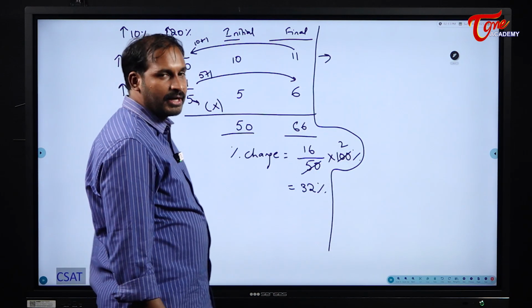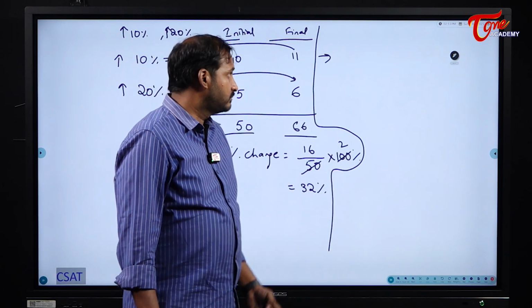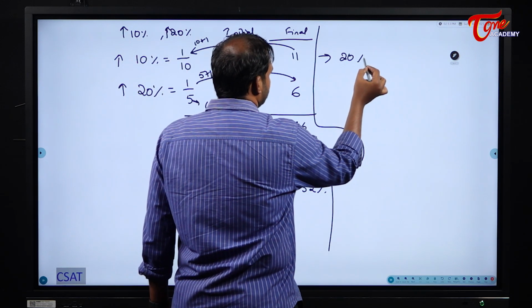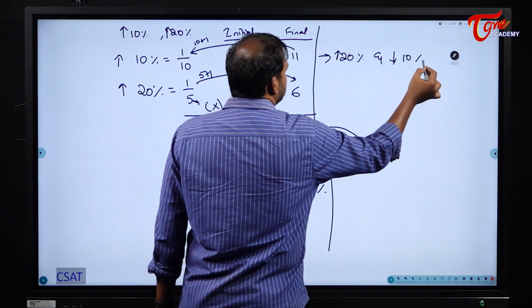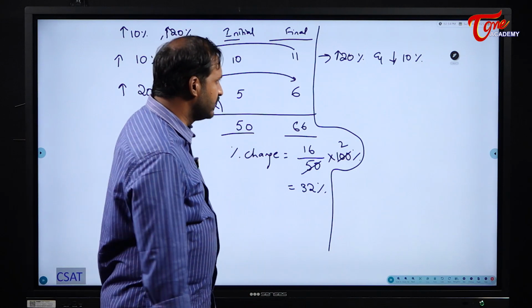If the value of a product increases by 20% and then decreases by 10%, what is the effective change in its price? Now we will try to solve it.